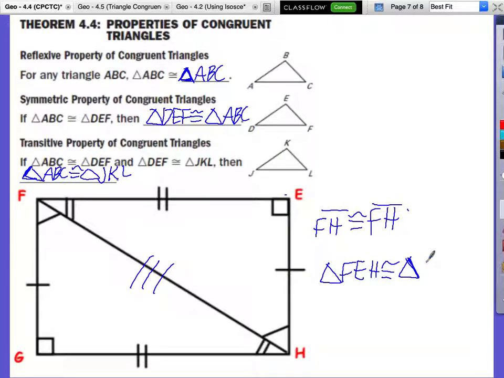Is FEH congruent to FGH? No. Okay, so if we started with HGF... HGF, good catch there, Aubrey. Why did you do that? Because I realized I had it wrong.